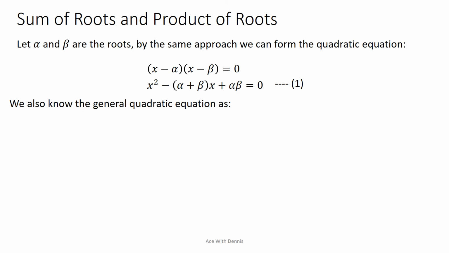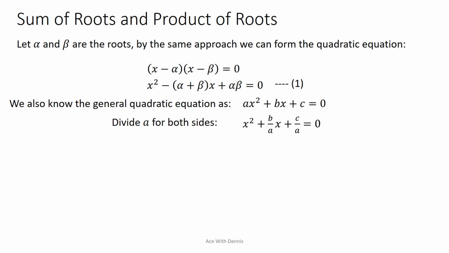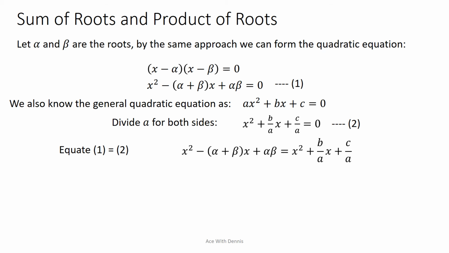We also know the general quadratic equation as ax squared plus bx plus c equals 0. Divide a for both sides. We get x squared plus (b over a)x plus c over a equals 0. We name this equation as the second equation. Equate the first and the second equation. We get x squared minus (alpha plus beta)x plus alpha beta equals x squared plus (b over a)x plus c over a. We compare the coefficients.